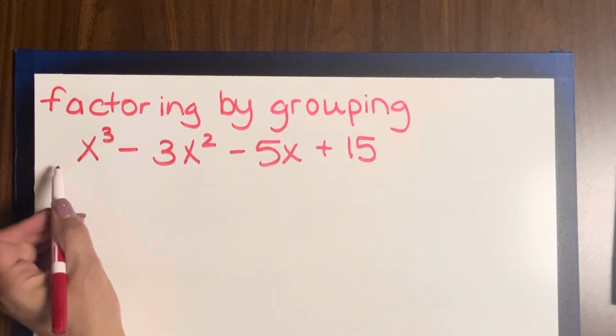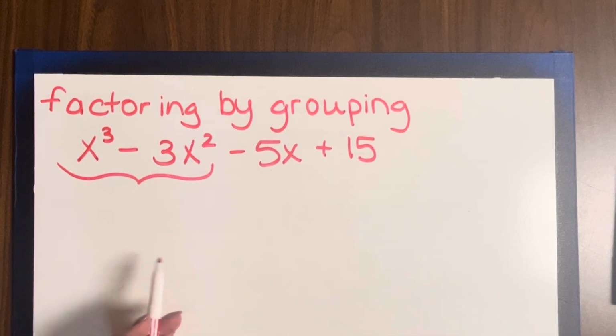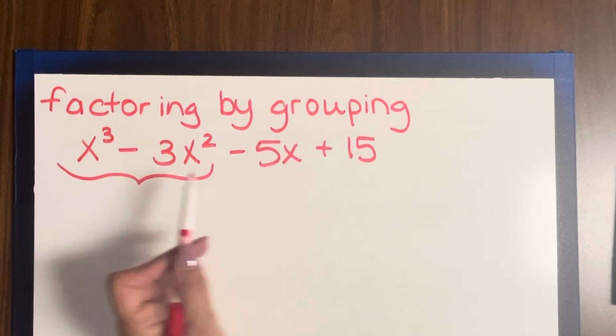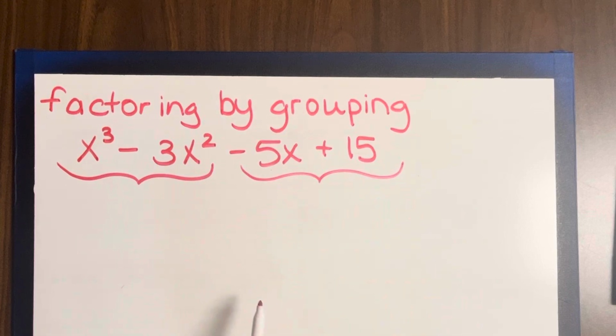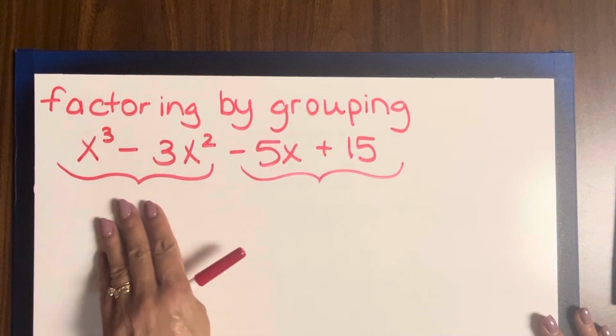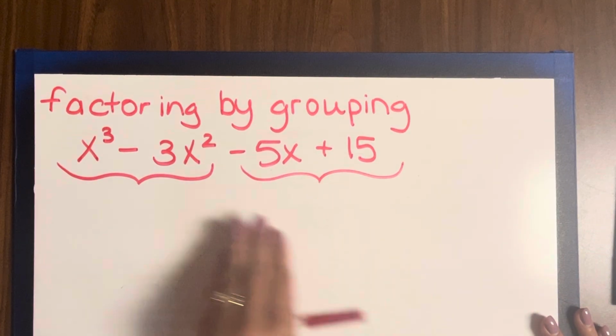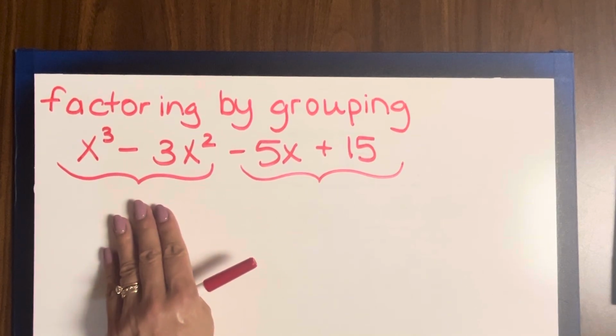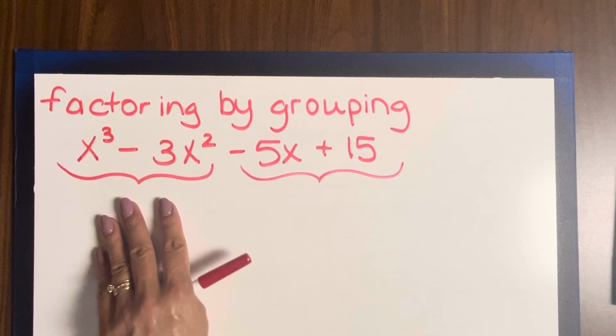of 2. So for this problem, we're going to take the x cubed and the minus 3x squared and pair those together, and then that means the negative 5x plus 15, we're going to pair those together. So we've kind of grouped them together. So now what we need to do for each of these pairs, we're going to do kind of little mini problems. And in the first one, let's go ahead and figure out what our GCF is. That's what we want to do first.